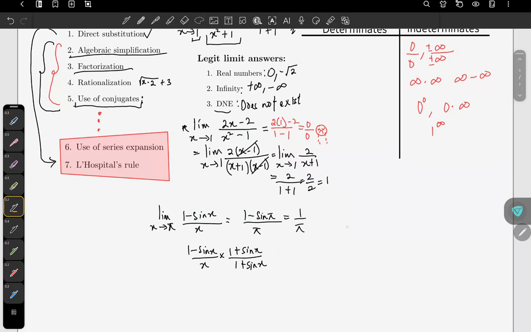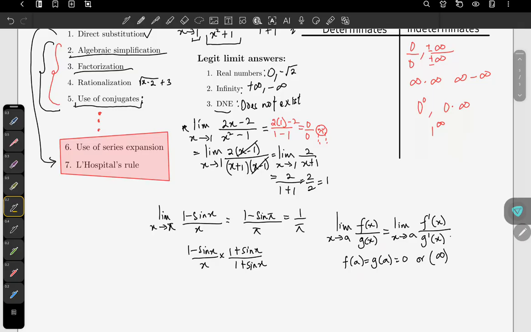But what L'Hopital's rule is saying is that the limit of f of x over g of x as x approaches a particular value is the same thing as the limit as x goes to a of the derivative of f of x over the derivative of g of x, so long as the limit of f of x and g of x as x goes to a is equal to 0. So what it means is that if you tried the direct substitution at the beginning, you get either 0 over 0 or infinity over infinity.